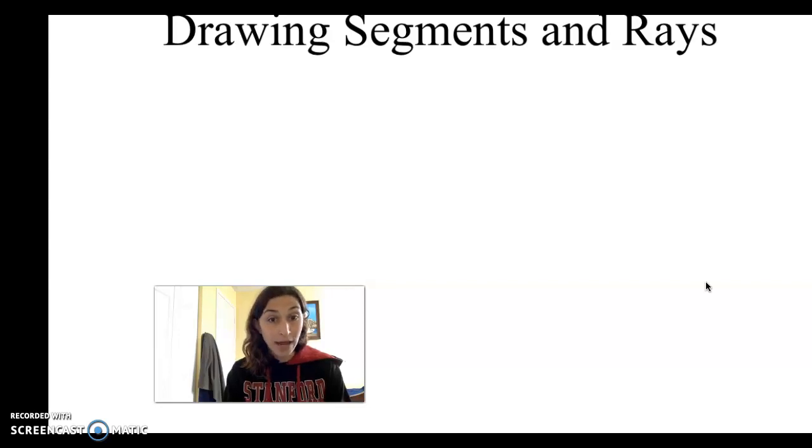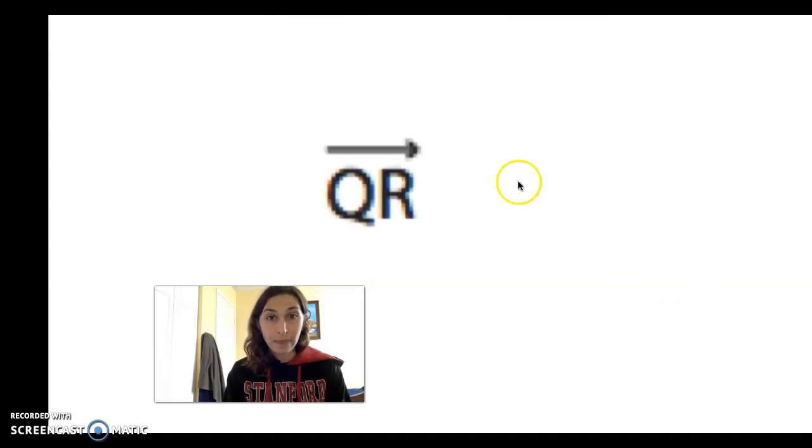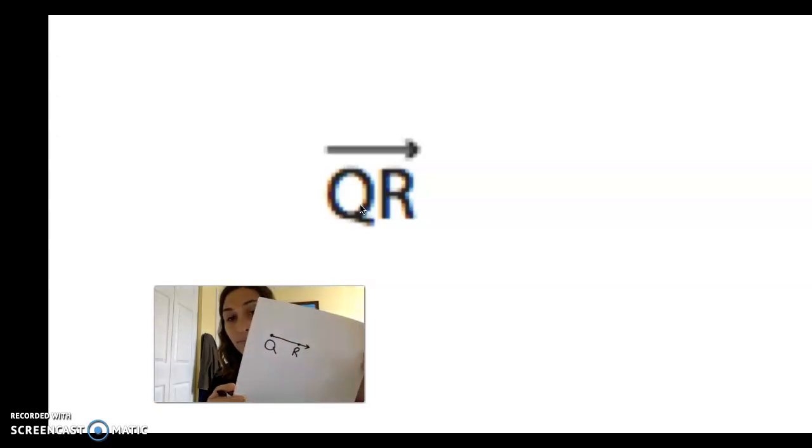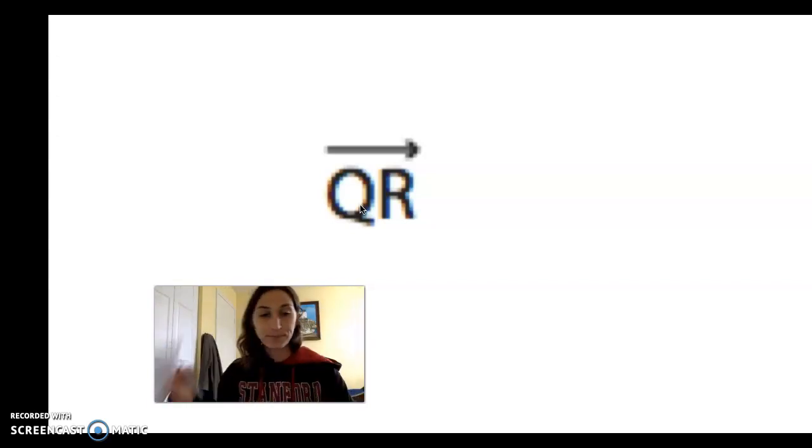Drawing segments and rays. So I can see that this is, I know it's a little blurry, but I want to draw this ray, QR. So I know if I want to draw it, that Q is going to be my endpoint, and it's going to go on forever towards the point R. So if I had to draw this, it would look something like this. Q being my endpoint.